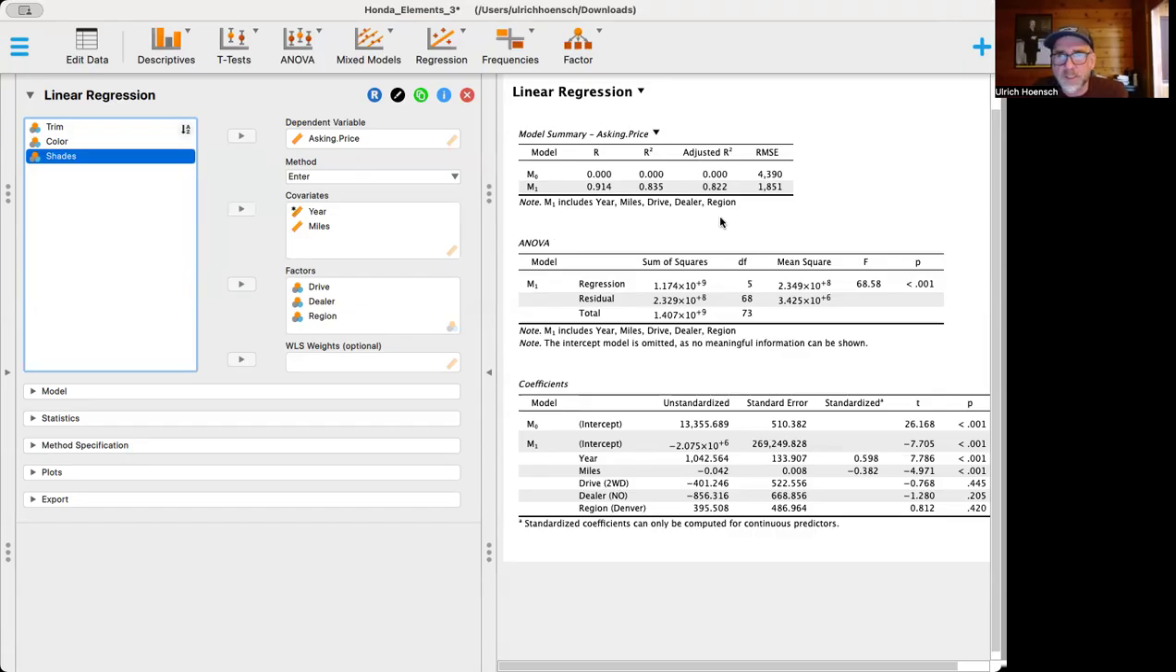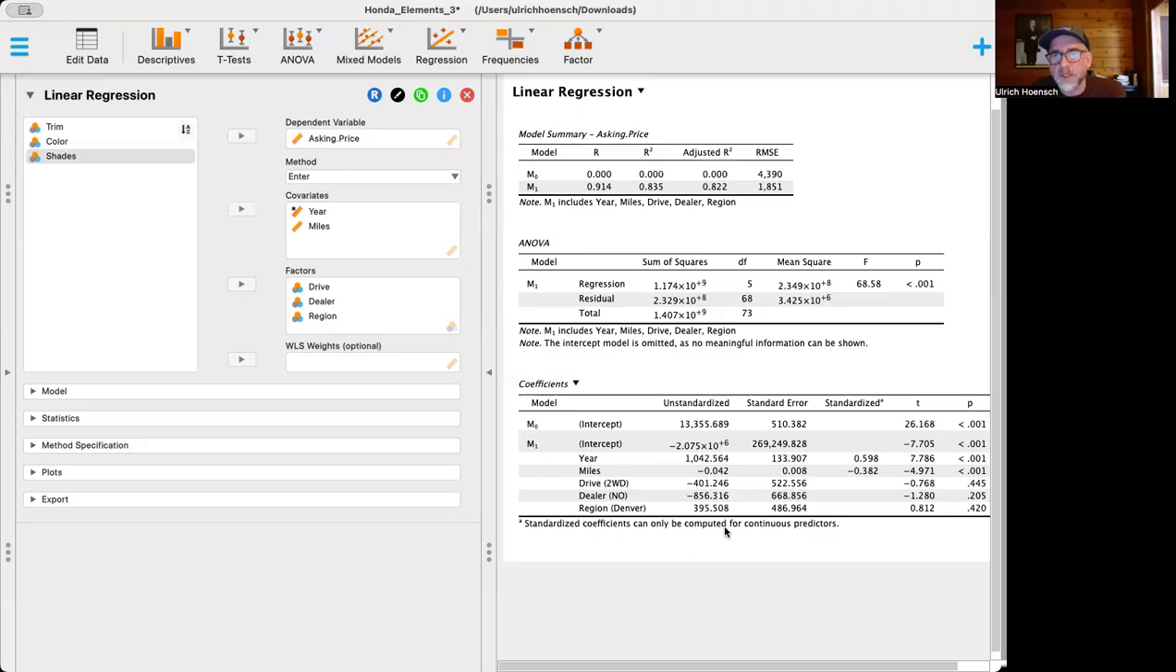We're interested in two things. One of them is this R squared here, the R squared for M1. It tells us that the model of predicting asking price using the 5 variables that we have here explains about 84% of the variation in asking price. So it's a pretty good prediction. Only 16% of the variation is unexplained by this model. So that's one thing we're interested in.